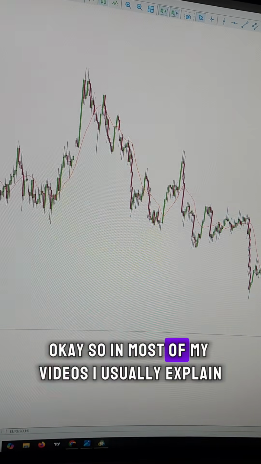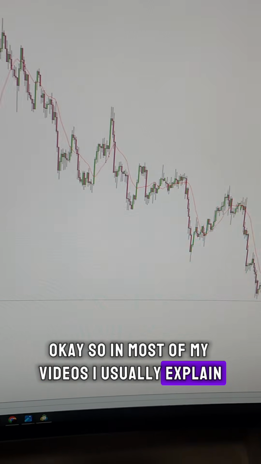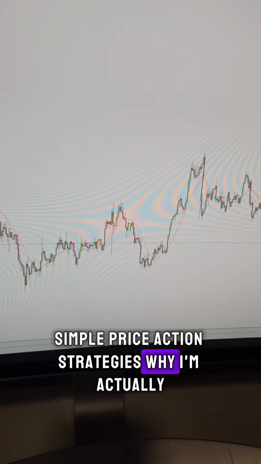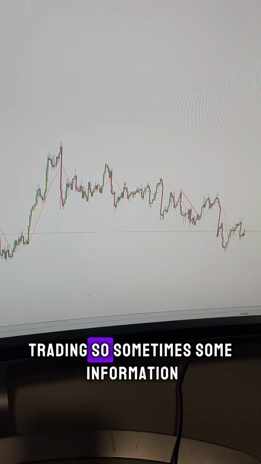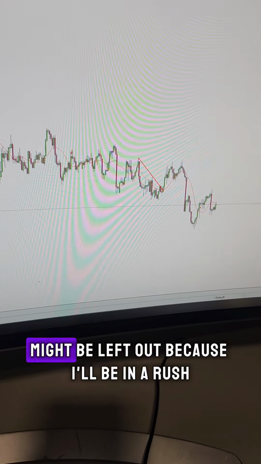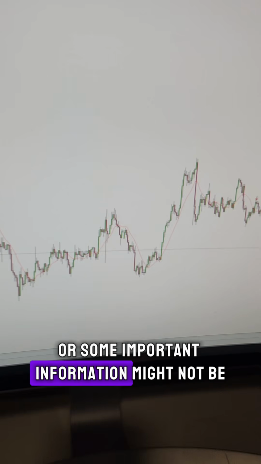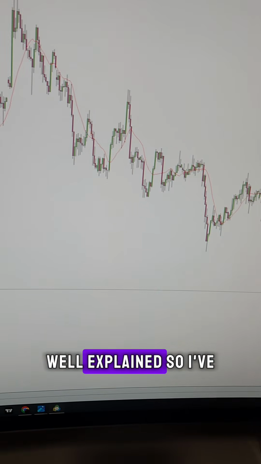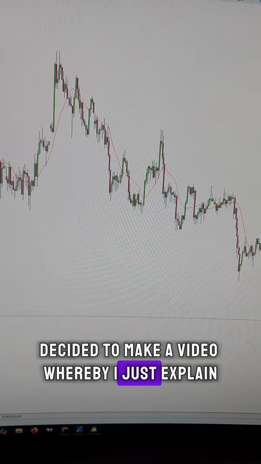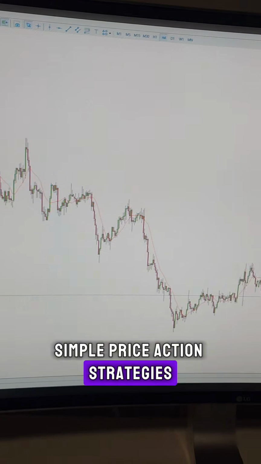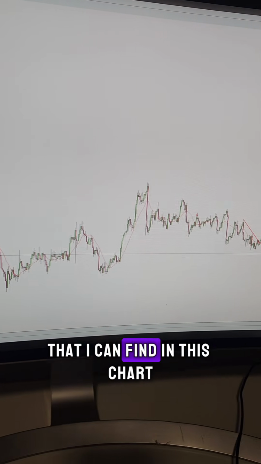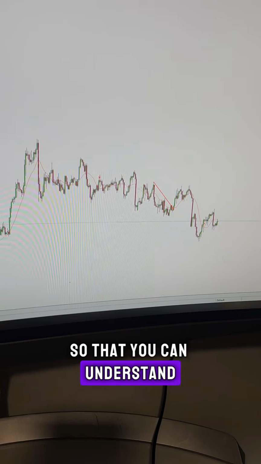Okay, so in most of my videos, I usually explain simple price action strategies while I'm actually trading. So sometimes some information might be left out because I'll be in a rush, or some important information might not be well explained. So I've decided to make a video whereby I just explain simple price action strategies that I can find in this chart so that you can understand.